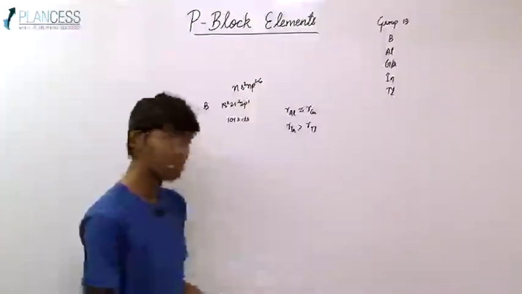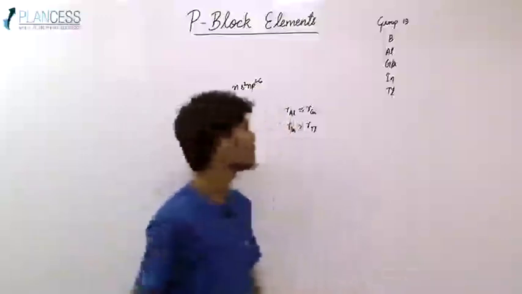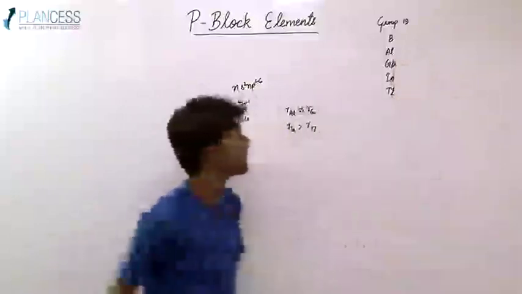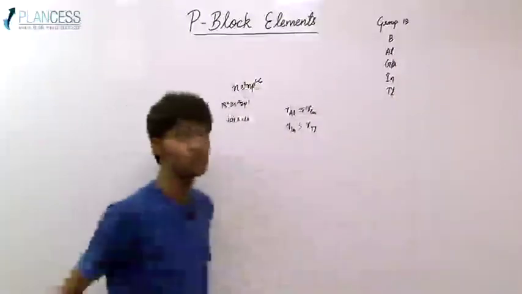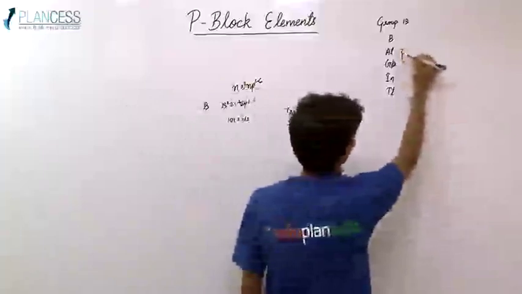Now the next would be the electronegativity. We know that down the group the electronegativity decreases. However, we don't study the electronegativity of aluminium, gallium, indium, thallium or even boron, because these are more or less metallic in character.